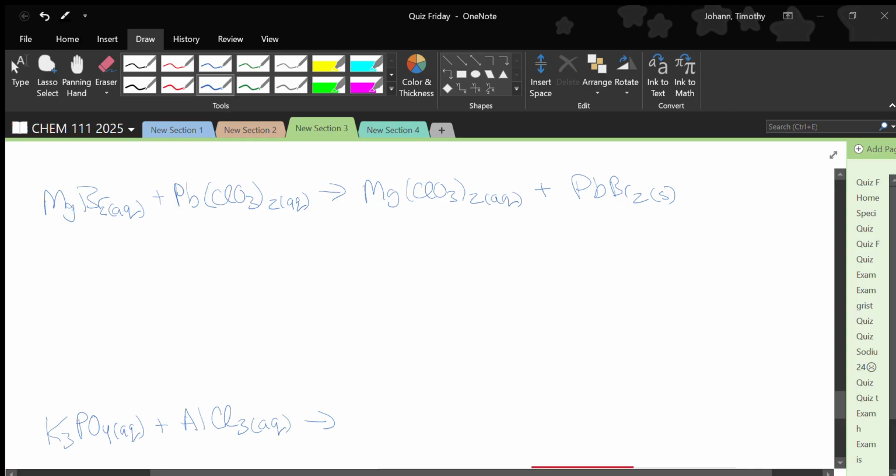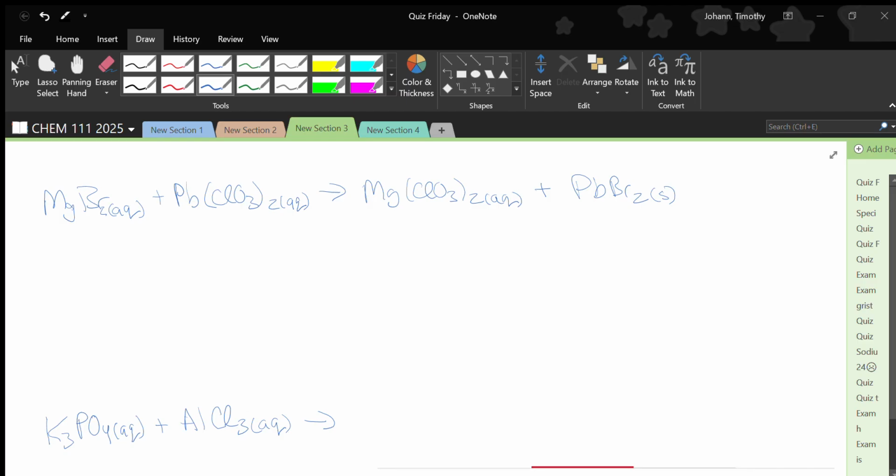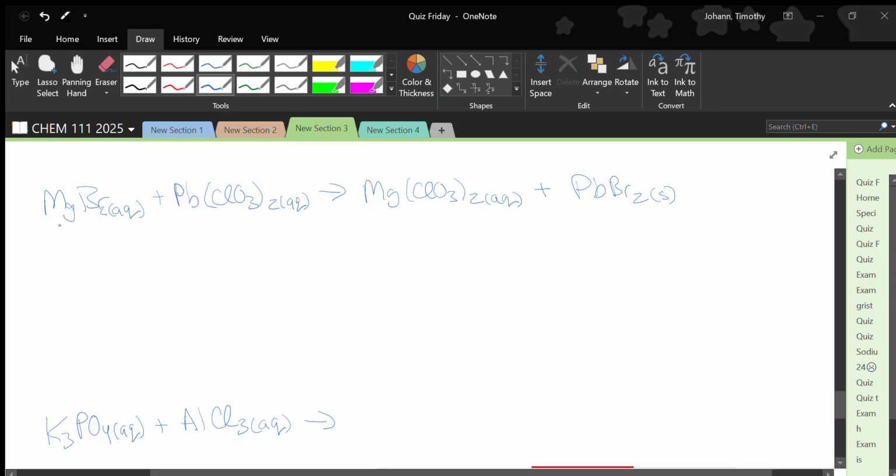Check all my ions. Are things balanced? Yeah, they look balanced. Look okay to you guys? All right, great. So we've got that. So now I'm going to do my complete ionic equation and break everything up so it's easy for me to see my spectator ions. So this first thing, magnesium bromide, is soluble, so it's going to break up into ions.